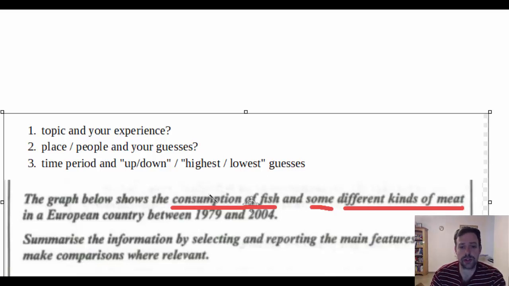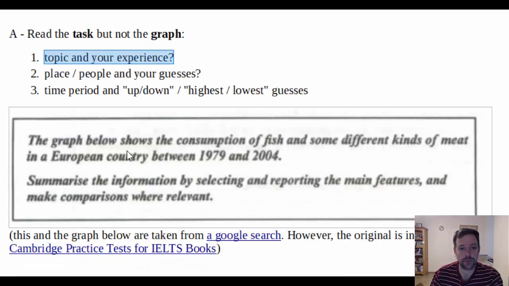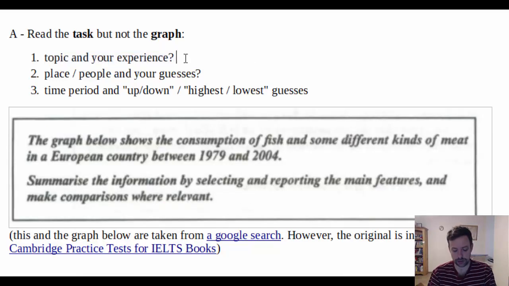Maybe you don't know the word consumption. What do you do if you don't know the word consumption? It's pretty easy. You take away the word and you guess what it means. So it can mean two things. It can mean the production, how much is made or caught, or it can be how much is eaten. You probably can guess that it means eating. So how much fish and meat is eaten? Number 1, what's the topic? What's your experience? So I'm going to write here, the topic is eating fish and meat.